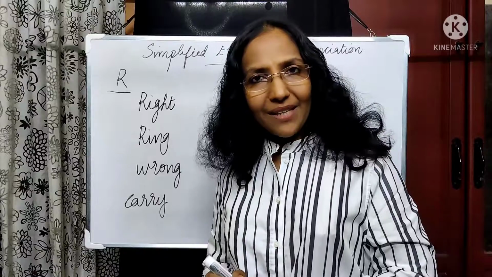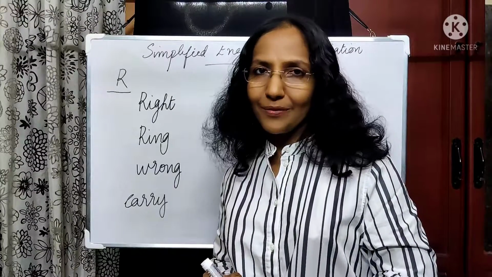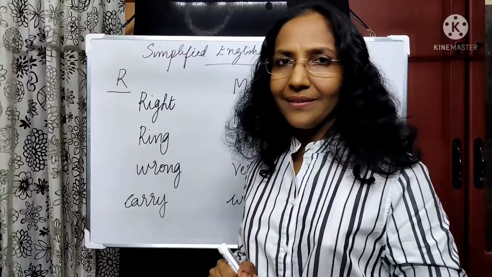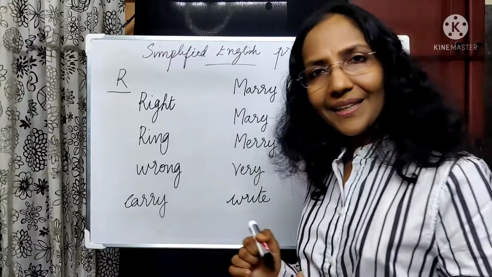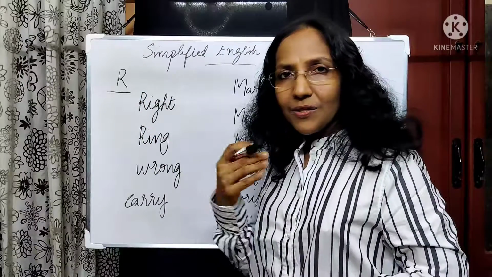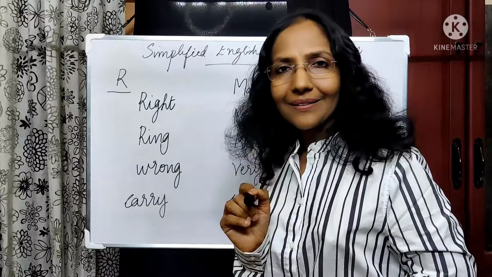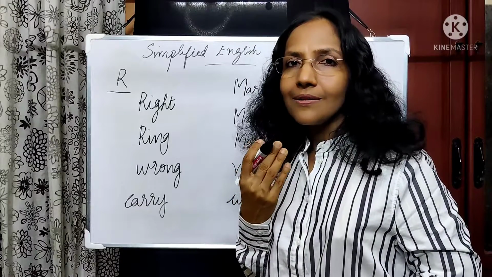So now we learn the second phoneme. It's a voiced post-alveolar frictionless phoneme. And we find the sound manifested in the alphabet R. See, remember the articulation, the sound is R. So it's R, R. Okay?